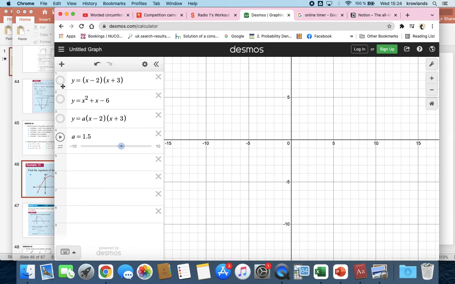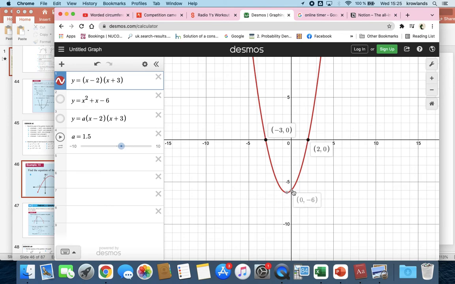For example, we might be given the graph y equals x minus 2, x plus 3, and in the exam the only bit of information you're given is the x-intercepts, which are minus 3, 2, and the y-intercept, which is 0, minus 6. Now, you could use these 3 bits of information to find the equation of the line.